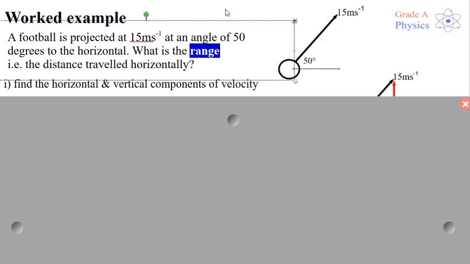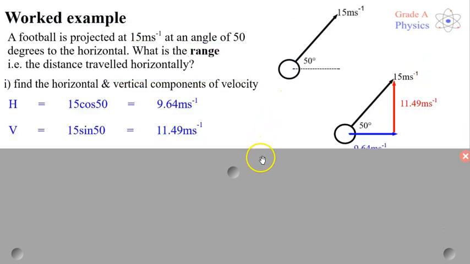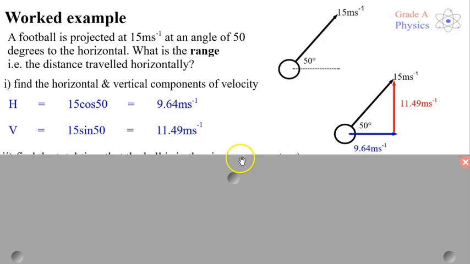How far does this object travel horizontally? And the way we approach this, well, there's a number of ways you could do it, but this is my preferred way, and this is the way that my students tend to understand more clearly. The first step is to find the horizontal and the vertical components of velocity. We must do that. That's always the first step. Even if you cannot answer anything else, you'll get 1 or maybe 2 marks for this.